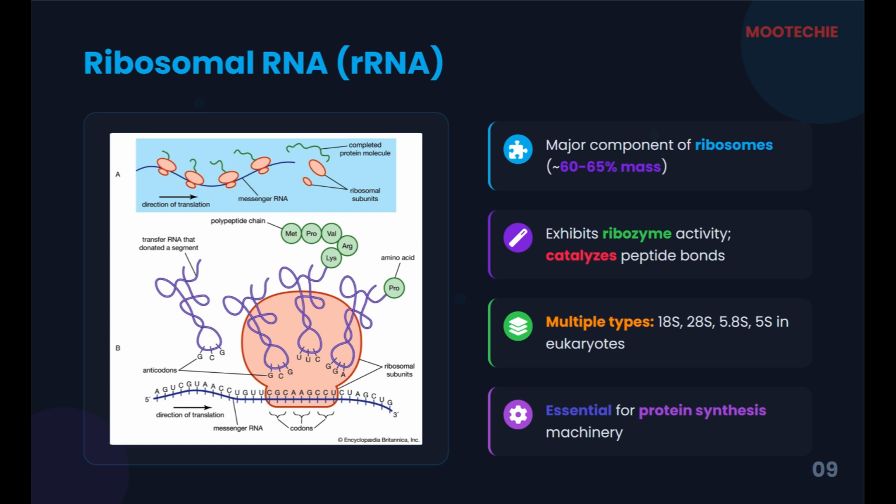The diagram on this slide shows the process of translation. We see a ribosome composed of a large and small subunit straddling an mRNA strand. A tRNA molecule is entering, carrying its amino acid. Arrows show the direction of translation as the protein chain grows. This image ties together mRNA, tRNA, and rRNA in their collaborative dance.